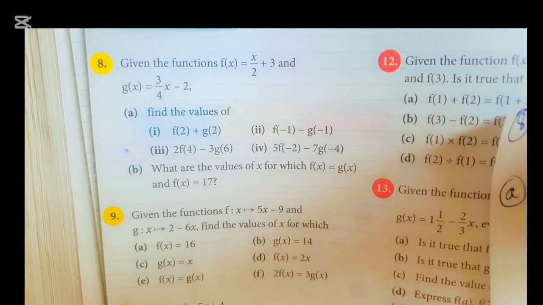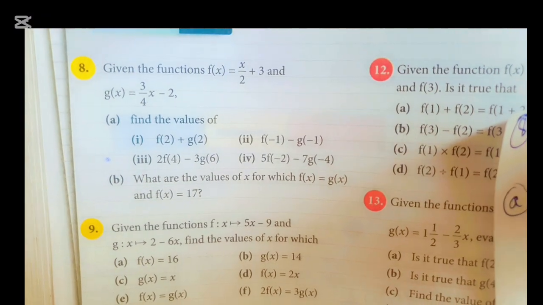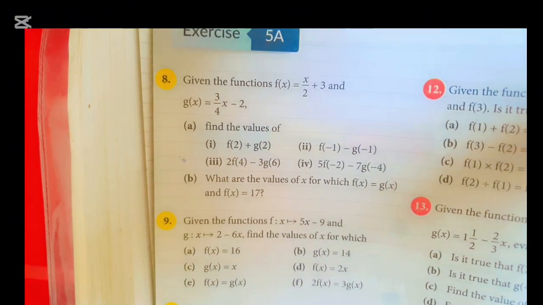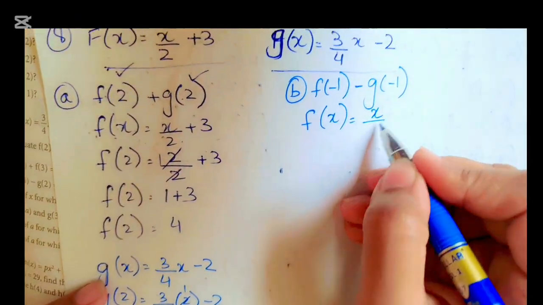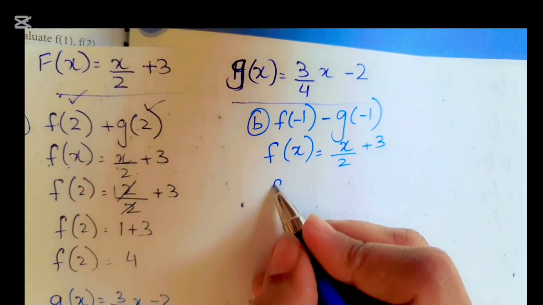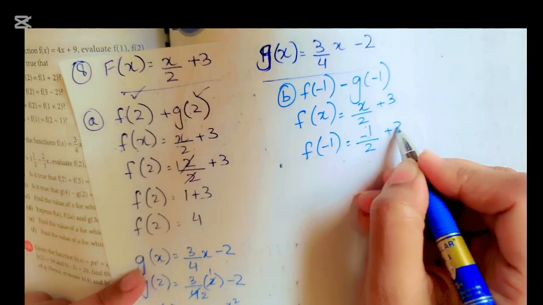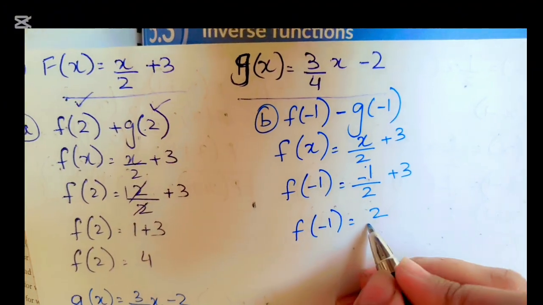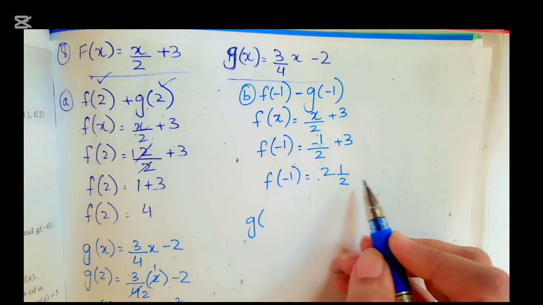What is part B? You can see over here f(-1) minus g(-1). Now again we have to use the function f, and in place of x we will use minus 1. So see over here how we can do f(x). In place of x I am writing minus 1. -1/2 + 3. So f(-1) is equal to 2 and 1/2.